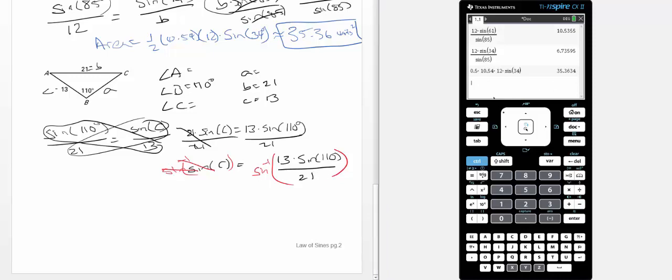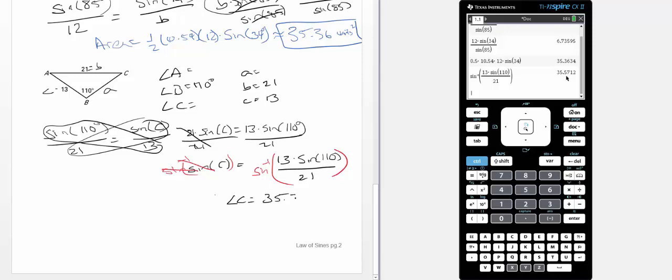On my calculator, I'm going to type it all in one big function here. So I'm going to find my trig. I'm going to use the inverse sine on the outside. There's a fraction. And I'm going to do 13 times whatever the sine of 110 is on top, and on bottom is 21. And when I enter, the inverse sine of this, whatever this decimal happens to be, is 35.5712. What this tells me is that angle C is about 35.57 degrees.